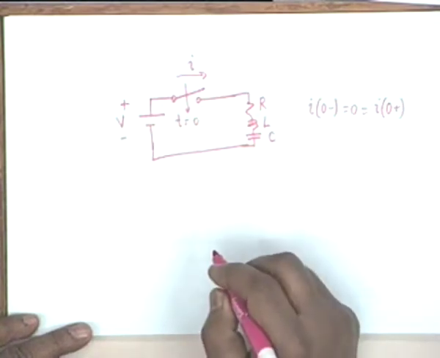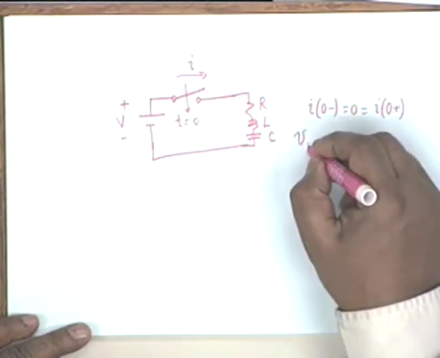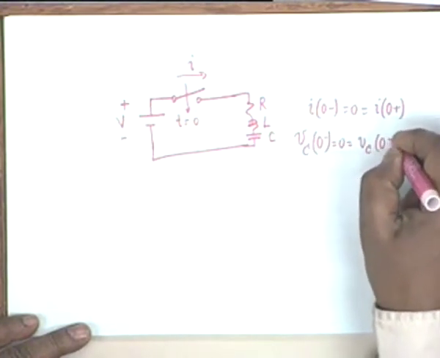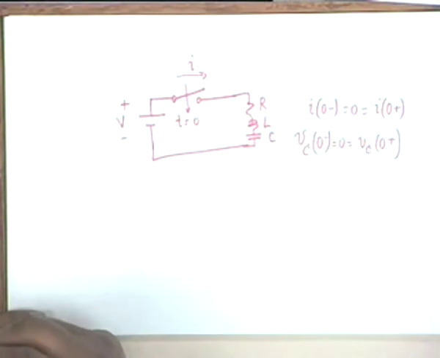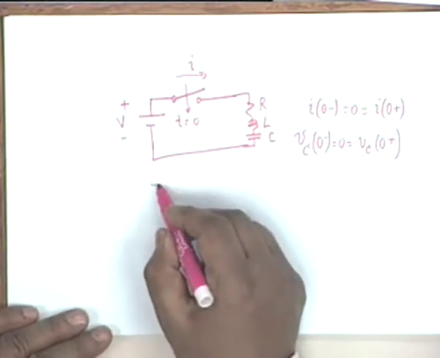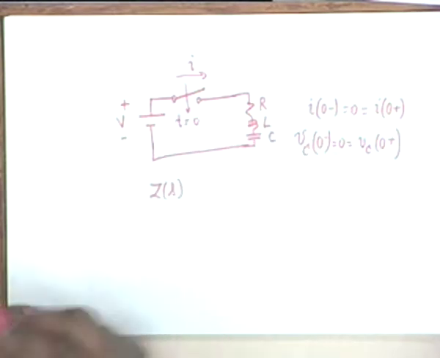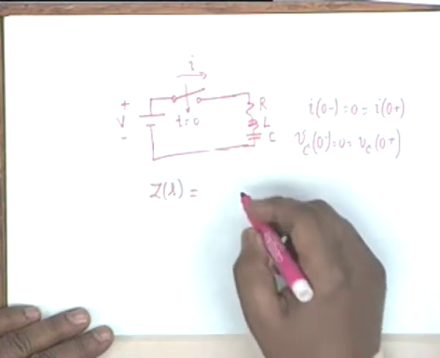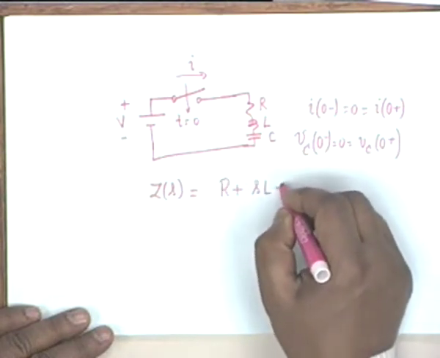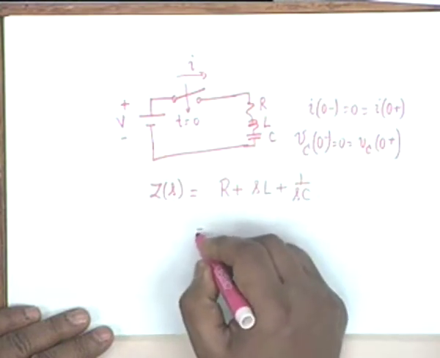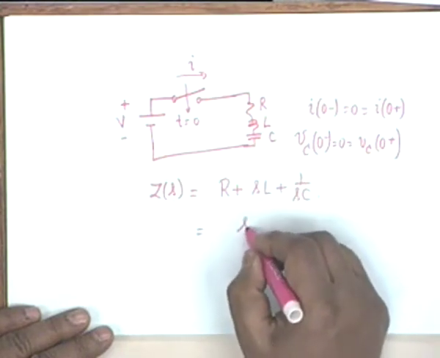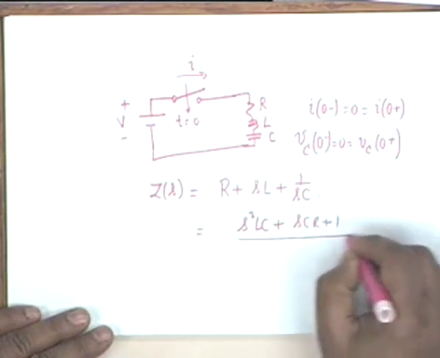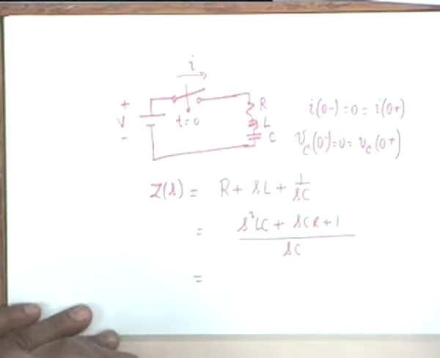This is one of the initial conditions, and the other initial condition is that Vc of 0 minus is equal to 0 is equal to Vc of 0 plus. These are the two initial conditions, and the natural response of the circuit, because it is a current, shall be determined by the zeros of the impedance function, that is R plus SL plus 1 over SC, and as you know, we can write this as S squared LC plus SCR, and I am repeating this again and again so that it gets imprinted in your mind.